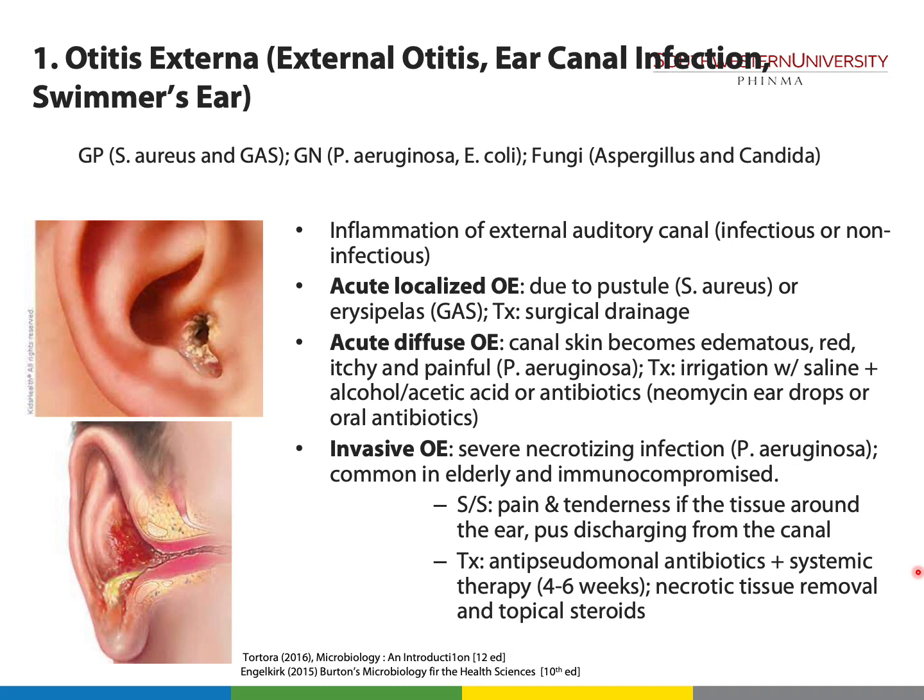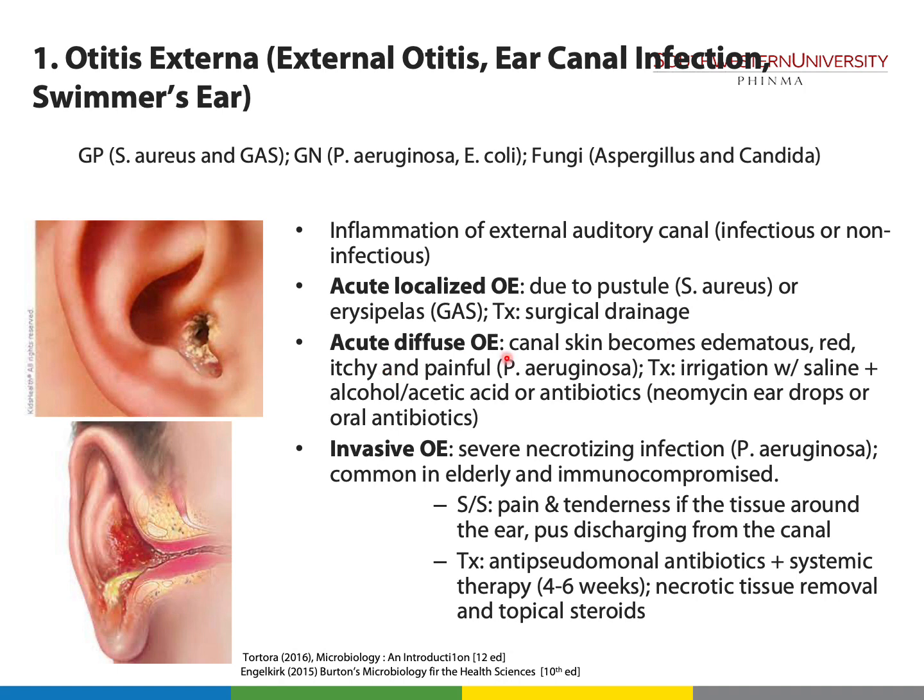So, the reservoir of otitis externa infection includes contaminated water, swimming pools, sometimes endogenous microflora, or articles inserted into the ear canal for cleaning out debris and wax. So you have three common clinical features of otitis externa. You have acute localized otitis externa due to pustules caused by Staph aureus, or erysipelas due to group A Streptococcus. For this one, the management is surgical drainage.